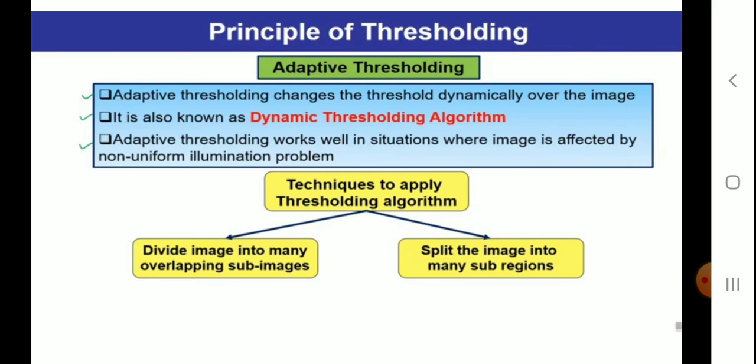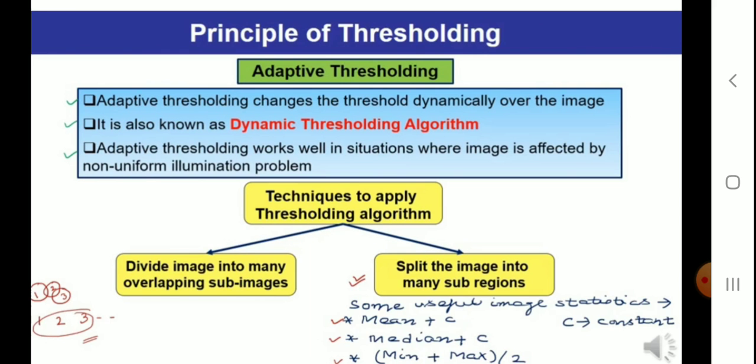Last we have the adaptive thresholding. Adaptive thresholding changes the threshold dynamically over the image. It is also known as the dynamic thresholding algorithm. Adaptive thresholding works well in situations where the image is affected by non-uniform illumination. There are various techniques. First is to divide the image into many overlapping sub images, and next is to split the image into many sub regions. So this is the concept where splitting and merging is to be applied.